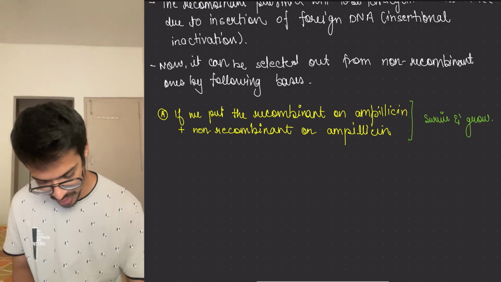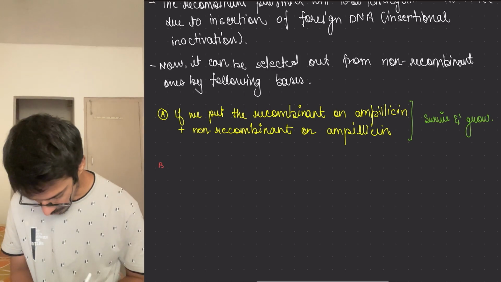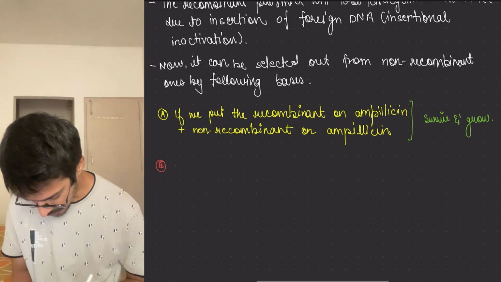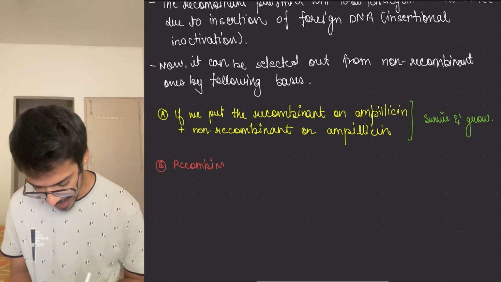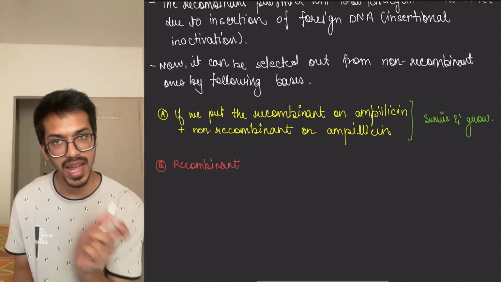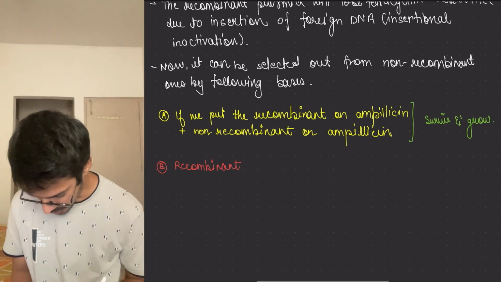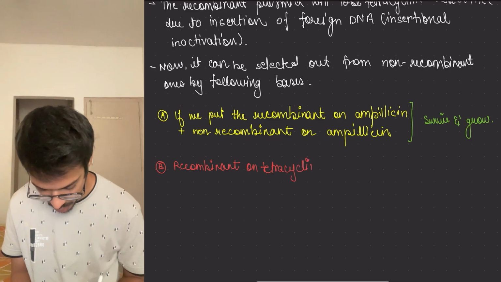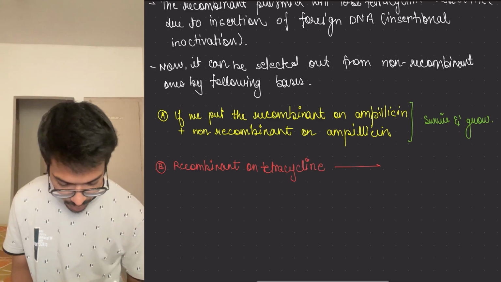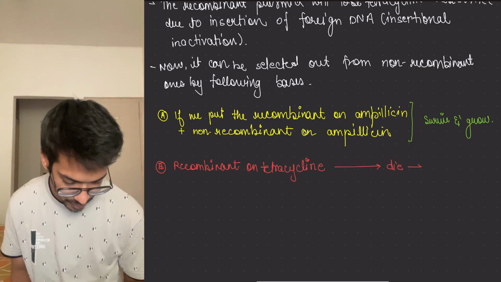Let's come to the second option. The second option is the recombinant, where the insertion has taken place, on tetracycline. Those which have this DNA will die. No growth.